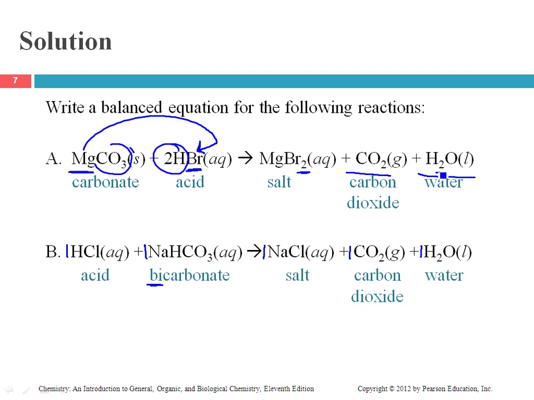Okay, and so our salt is going to be the anion portion of our acid, combining with the metal of our carbonate to form NaCl plus CO2 plus water. So basically we get this kind of decarboxylation, kind of the term for that, but it breaks down to CO2 plus water.